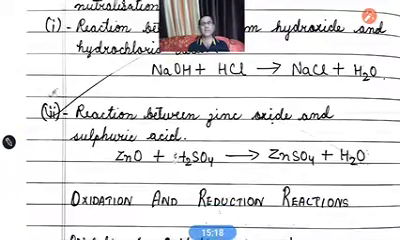Second example: ZnO, zinc oxide, plus H2SO4. When ZnO and H2SO4 react, they also form a neutral compound, ZnSO4. So that is also an example of a neutralization reaction.